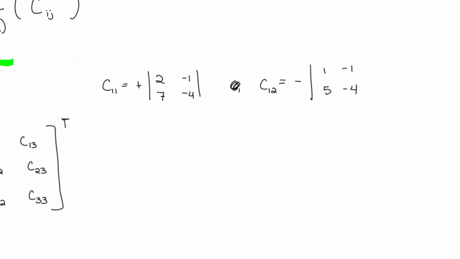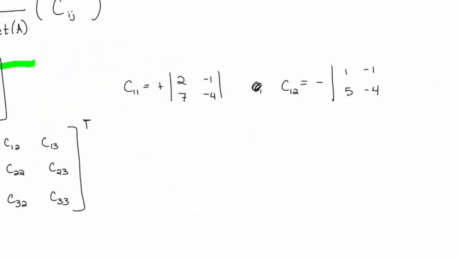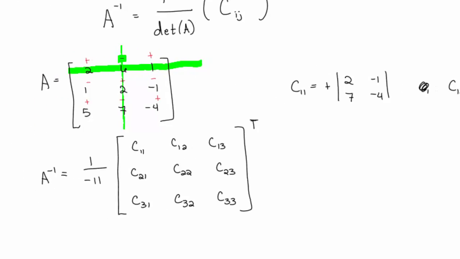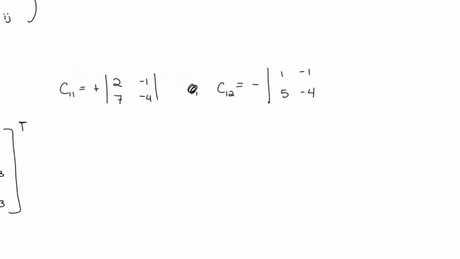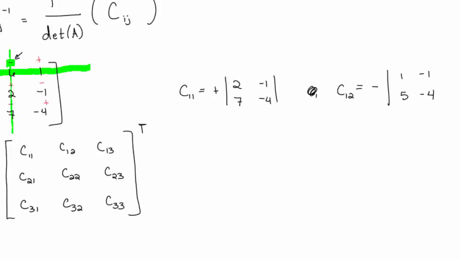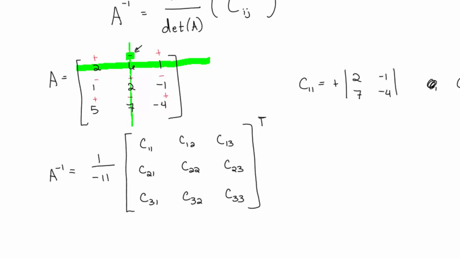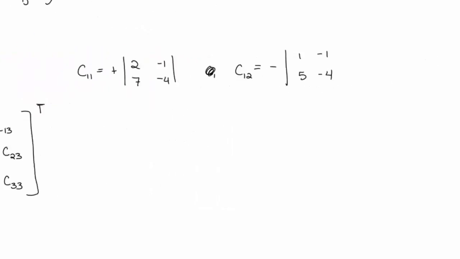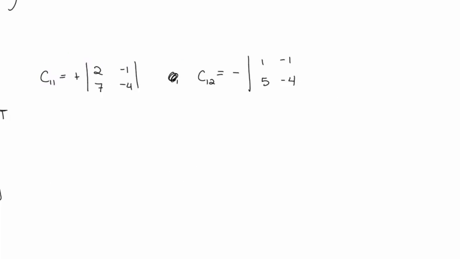Oh, you can't see that. I'm so sorry. Because I crossed out the first row and the second column, and because of that negative sign right there, C sub 1, 2 is going to be a negative, and then the determinant of what's left over, which is 1, negative 1, 5, negative 4. And so on and so forth.